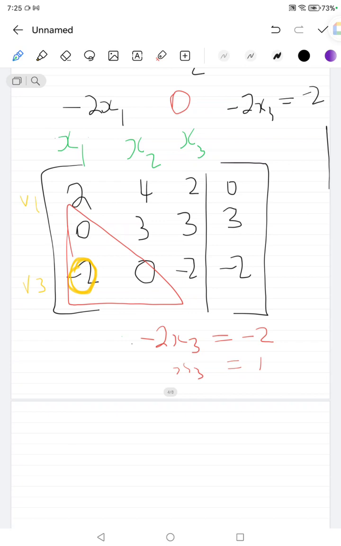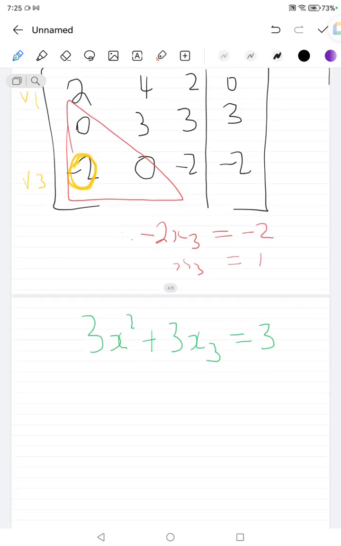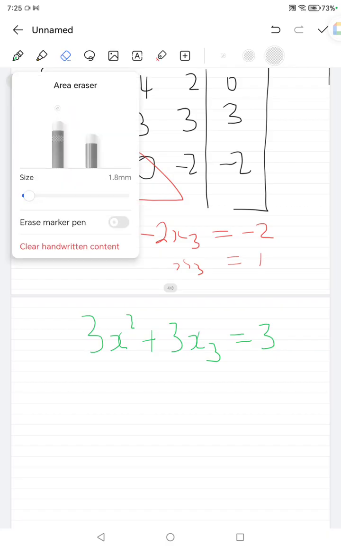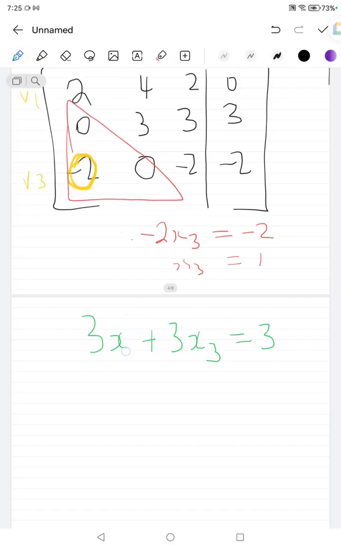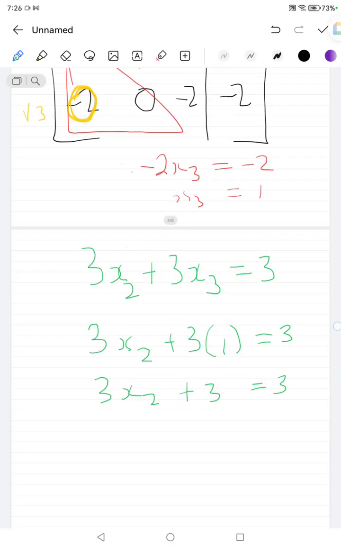Now you can say you have your 3x2 plus your 3x3 is equal to 3. But x3 you've already found, why am I writing x squared? This is x2. Then you know your 3x2 plus your 3 into 1 is equal to 3. Then this one is going to be your 3x2 plus your 3, equal to your 3. Your 3 cancels your 3.